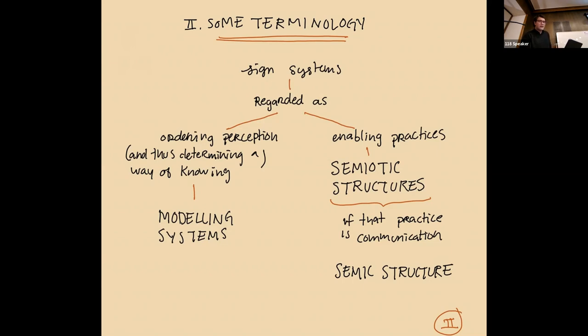Now let me insist, for the sake of clarity, that I am not claiming that there are two kinds of sign systems, modeling and semiotic structures. I am saying that depending upon the way we look at them, they can reveal a prominence of one or the other function. So now let me also notice in passing that I am not completely happy about calling semiotic structure the genus to which semic structure belongs.